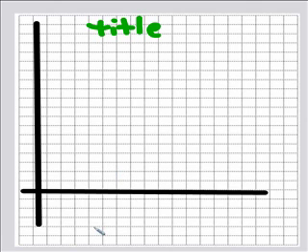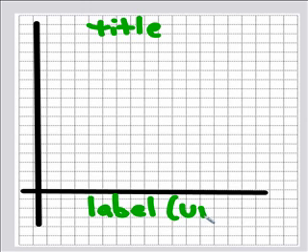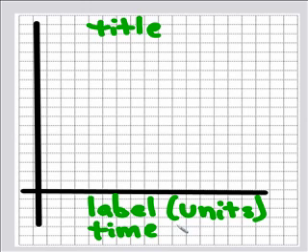But probably the most important thing is that you want to have your labels and units for your axes. So you want to have both a label and units on your graph. So for example, it could be time, and I'm measuring that in seconds. So it needs to have both the label and the units on there.